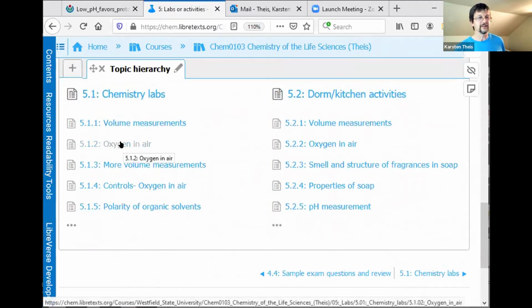And so here's an example: oxygen and air. You enclose a sample of air and you put some steel wool in there, and you see how the volume changes over time when the oxygen gets used up, and that tells you how much oxygen there is in air.